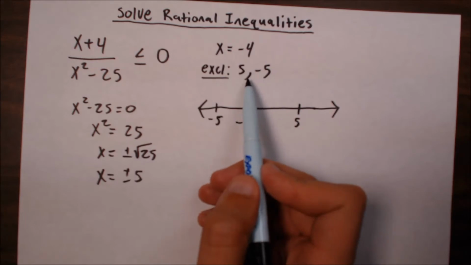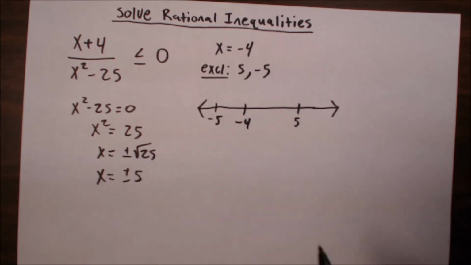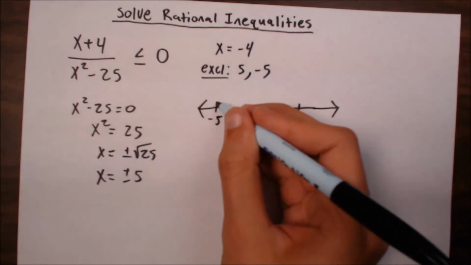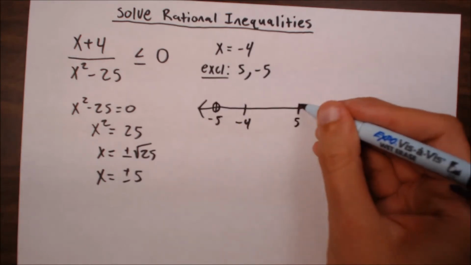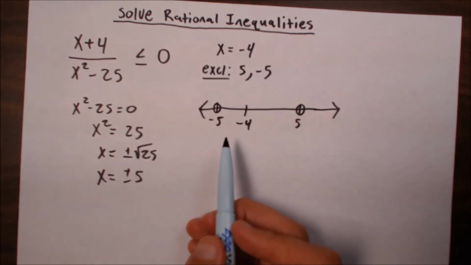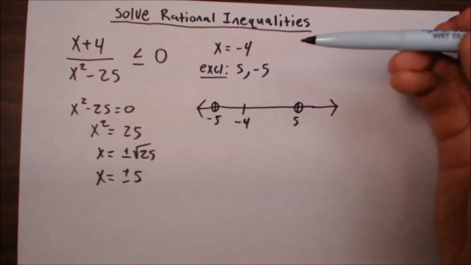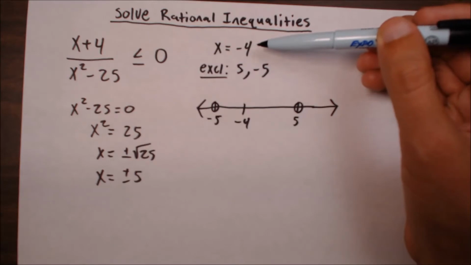Now, the excluded values, these are things that x cannot be. X cannot be an excluded value. So we're always going to put an open circle on those. We are not going to shade this circle in, because remember, when you're graphing, an open circle means it does not include that point.